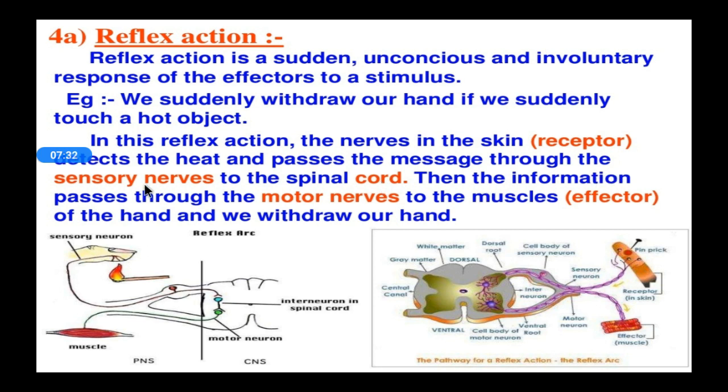Then the information passes through the motor nerves. In reverse, we should do the action, the reflex action. So from the spinal cord the information comes back, passing through the motor nerves to the muscles, that is the effectors of the hand, and we suddenly withdraw our hand. This is how the reflex action takes place. Just imagine yourself touching a hot object, how the information goes and how it comes back, and you can understand the reflex action very easily. Okay, so it's very simple to understand.